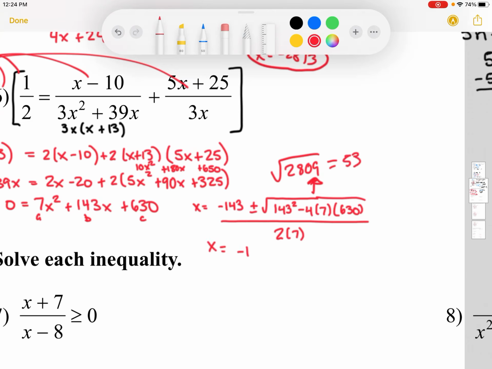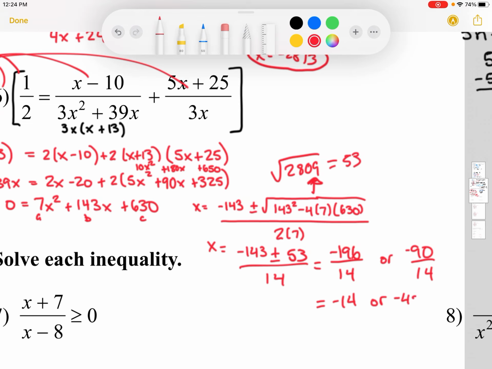So all of this is just x equals negative 143 plus or minus 53 divided by 14. In one case, we get negative 196 divided by 14, or negative 143 plus 53 is negative 90 over 14. And 2 divides into both of these. So for the first one, that's just negative 14. And for the second one, that's going to be negative 45 divided by 7. So our two answers are negative 14 or negative 45 over 7.